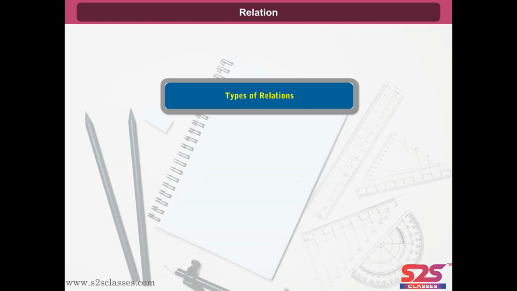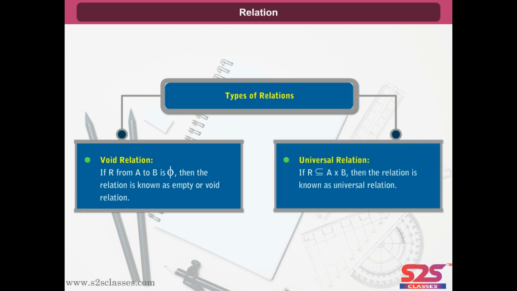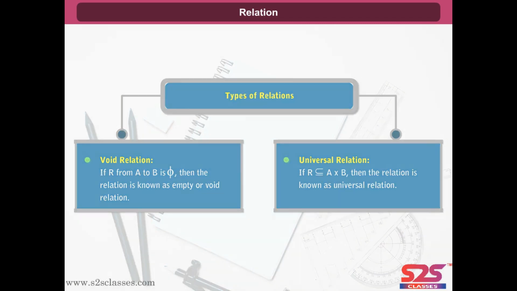Types of relation. First one is the empty or null set. If R from A to B is phi, then the relation is known as empty or void relation. Next is the universal relation. If A and B are two non-empty sets and a relation R from set A to set B is a subset of Cartesian product of A and B, then the relation is known as universal relation.